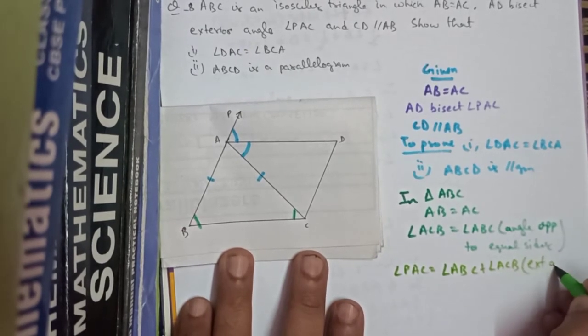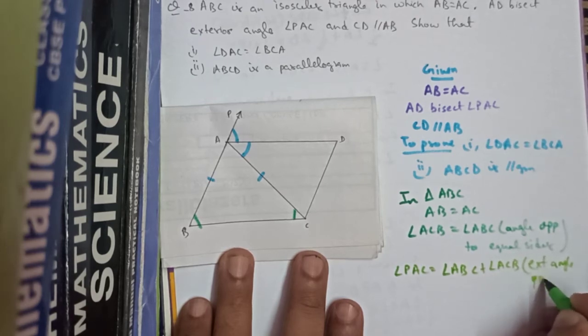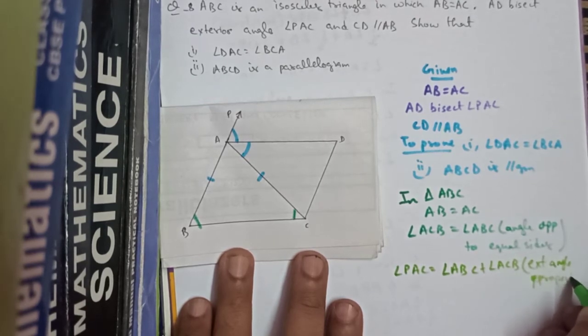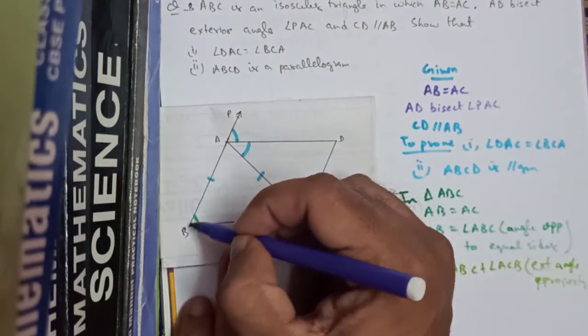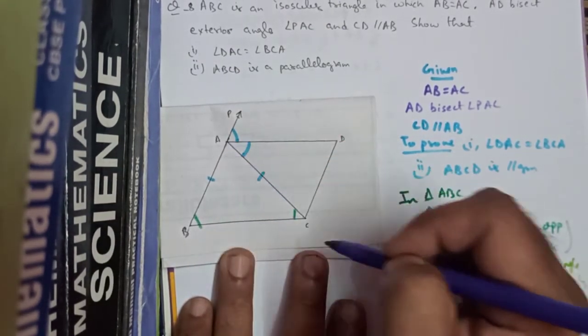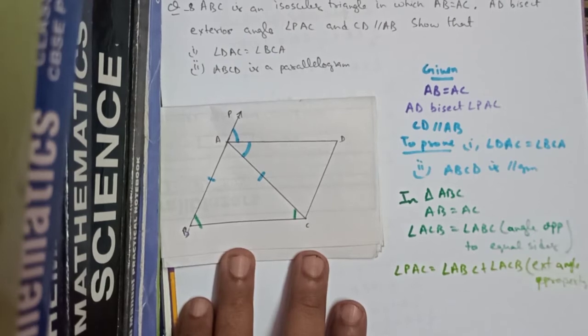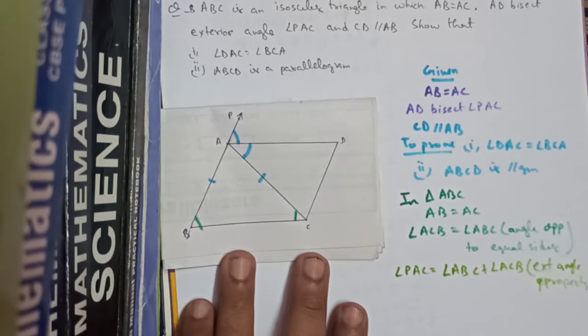Exterior angle property, that is, the exterior angle of a triangle is equal to the sum of interior opposite angles. So in triangle ABC, PAC is the exterior angle and it is equal to the sum of interior opposite angles, that is ABC and ACB.